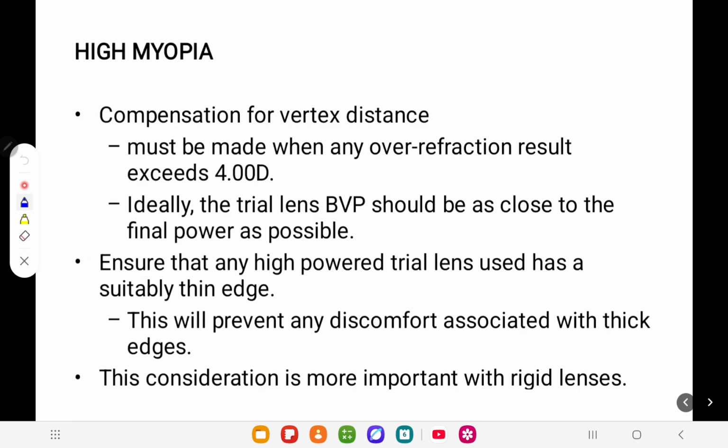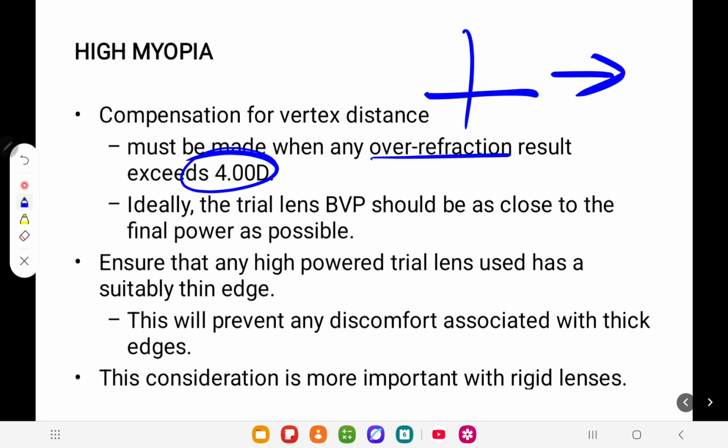For example, if there is high myopia, we must think about compensating vertex distance, especially greater than plus or minus 4. Then we have to do it meridionally, that vertex distance, because it's basically effective power. So ideally, the trial lens back vertex power should be as close to its final power as possible. Yes, it should be close. Ensure the high power trial lens has suitable thin edge. So it's very important that we know all these things. Yes, and the consideration is more important with rigid lenses.